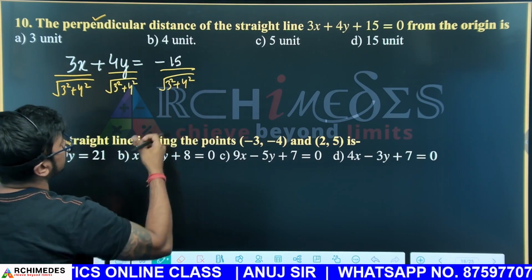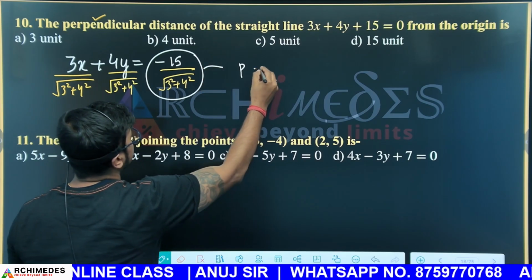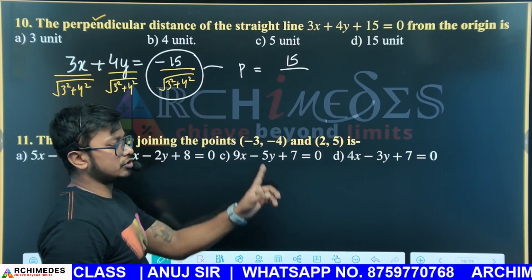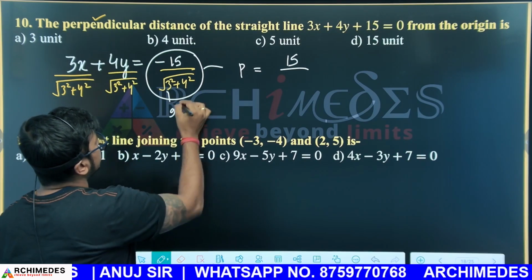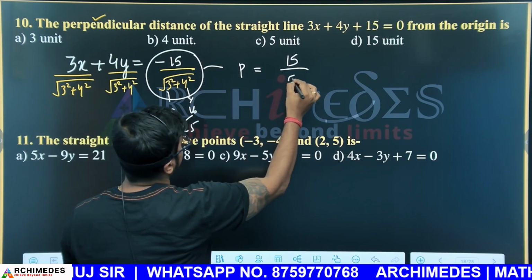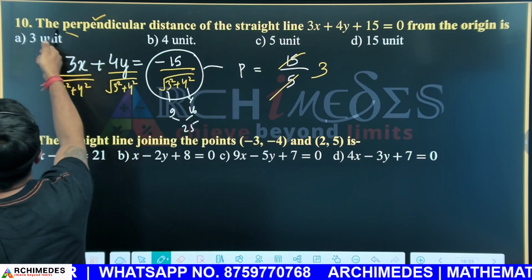So this is your p, which is actually the perpendicular distance. So your perpendicular distance is 15 over the root. Why am I writing it positive? Because distance cannot be negative. Under root of 3 squared is 9 and 4 squared is 16. So 9 plus 16 is 25, and under root of 25 is 5. When we cancel, we get 3 as the answer. So 3 units is the answer.